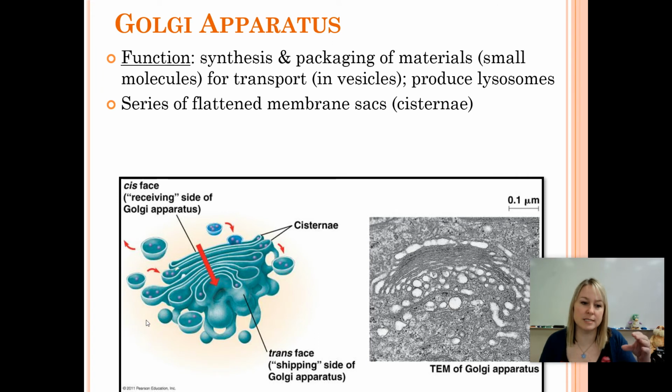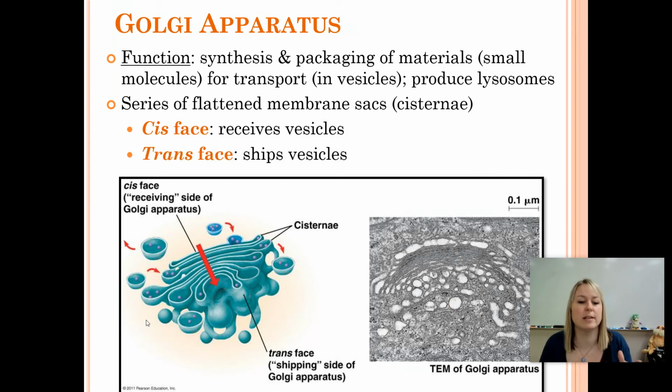We call this series of flattened stacks cisternae, which is divided up into two sides. There is the cis side, which is the side that is facing the nucleus and the ER, and then the trans side, which is the side facing the outside of the cell. So think of it as like you have packages coming in and then you have packages leaving. So the receiving end is going to be getting vesicles from the ER, and then the packaging or shipping side will be sending those vesicles out to the outer membrane or the membrane of the cell itself.